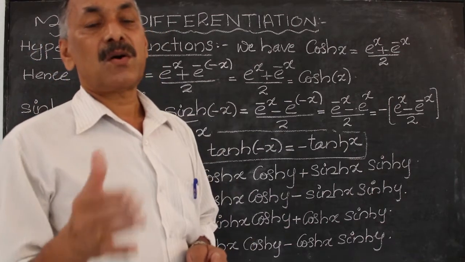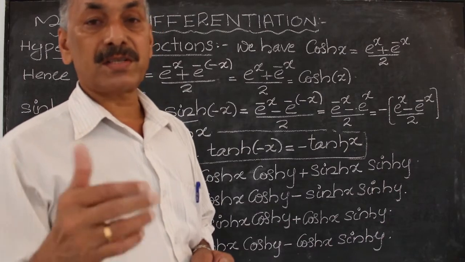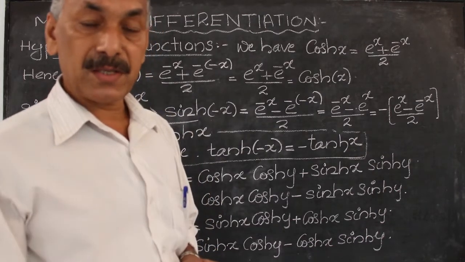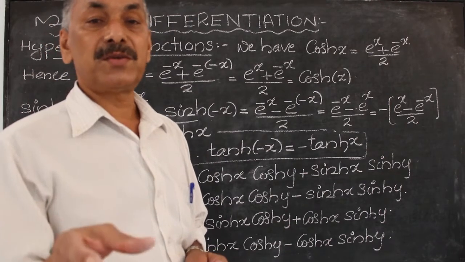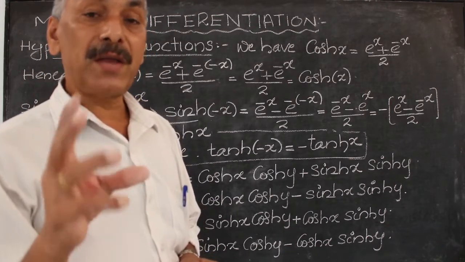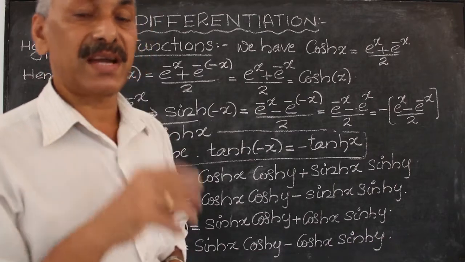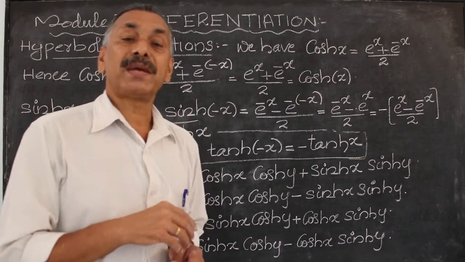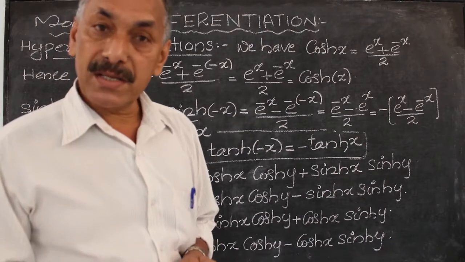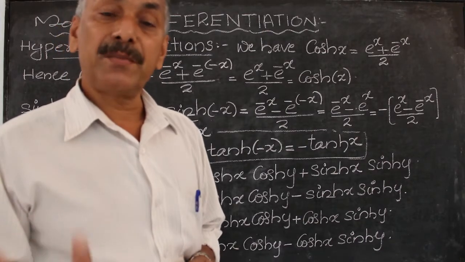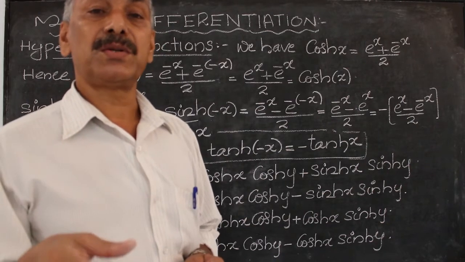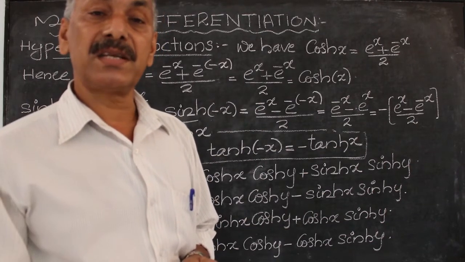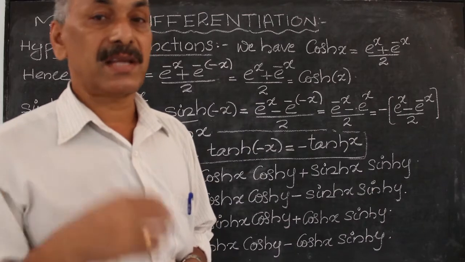Today we consider cosh(x - y), sinh(x + y) and sinh(x - y). To define these values, we consider the value of hyperbolic functions for negative angles. What is cos(-theta)? We have seen cos(-theta) is equal to cos theta. sin(-theta) is equal to minus sin theta. If the angle is negative, tan(-theta) is equal to minus tan theta.